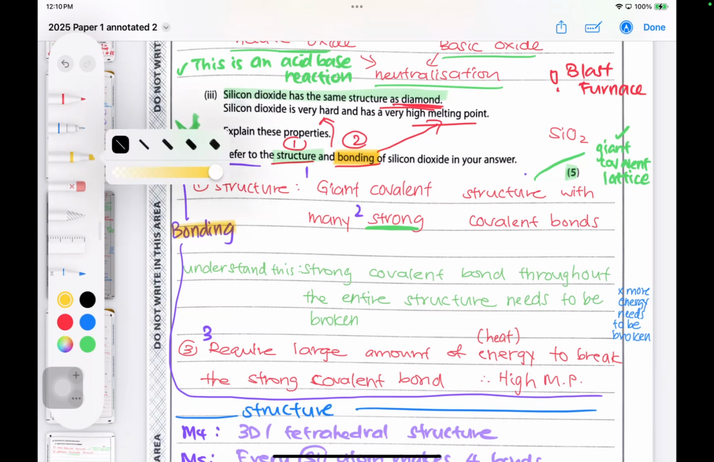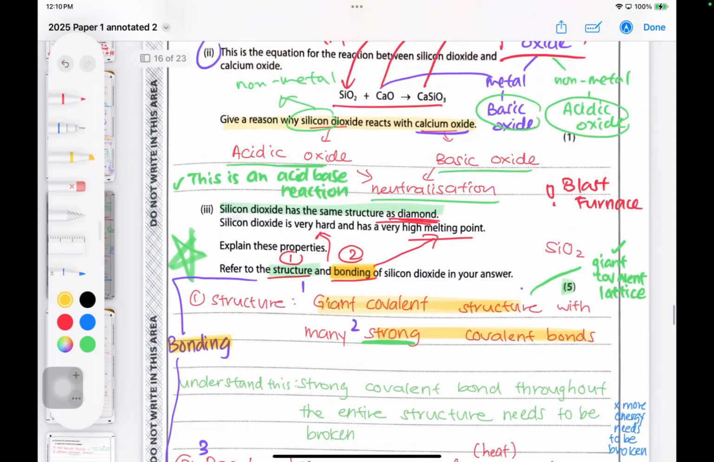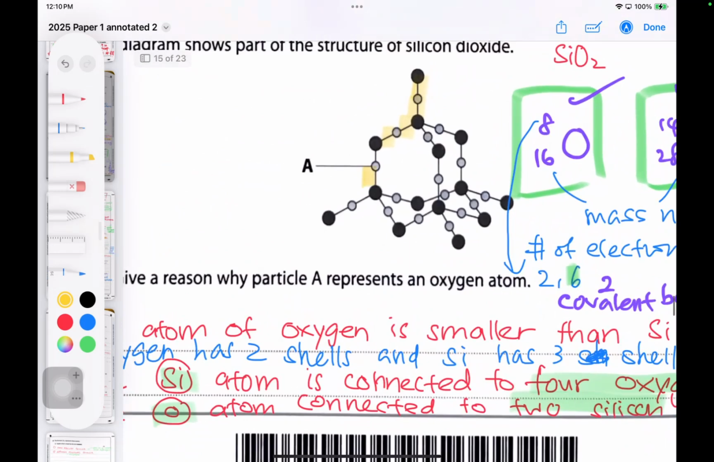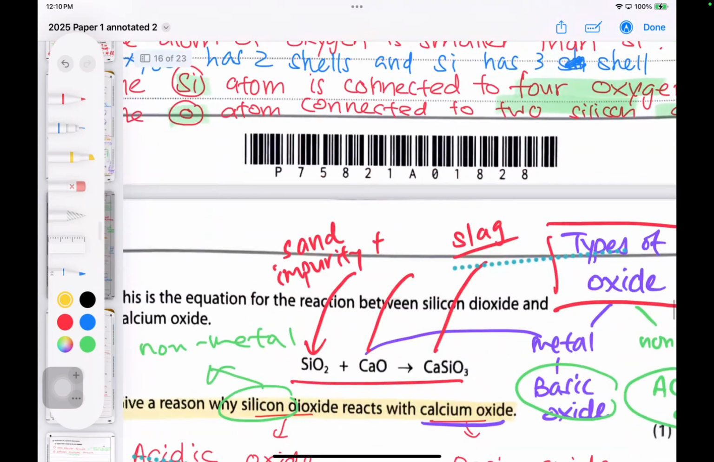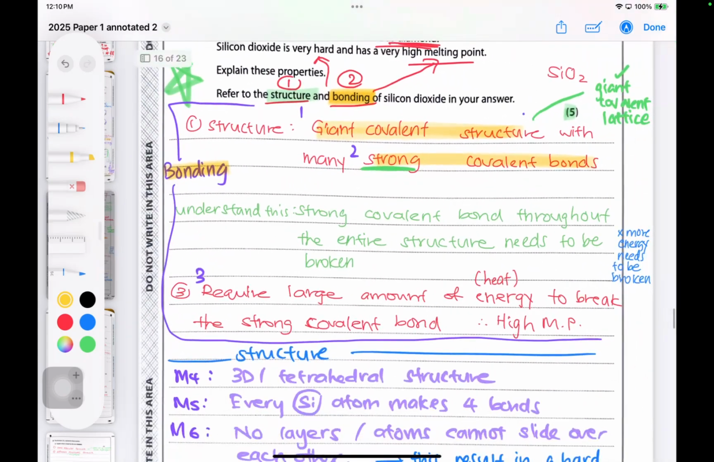What we have here is many strong covalent bonds inside this giant covalent structure. So what I like to do here is to first identify what kind of structure silicon dioxide is. So I go straight to identifying that it's a giant covalent structure, and in this structure there are many strong covalent bonds. And what are these strong covalent bonds? Going back to this structure, every line that you see here is a covalent bond, and there are many of them, therefore it results in very strong covalent bonding in the entire structure. Whatever is green here is really for you to understand. After you understand, then it makes sense why the answer would look like this.